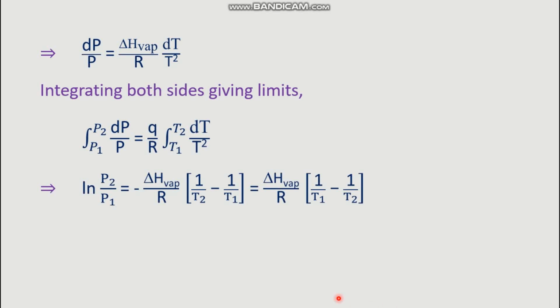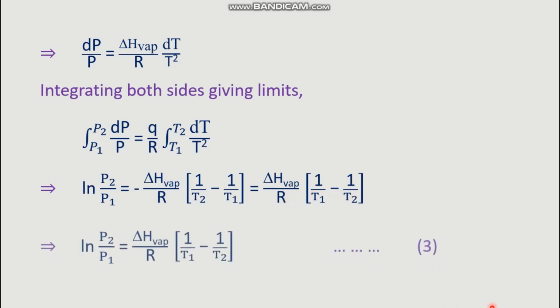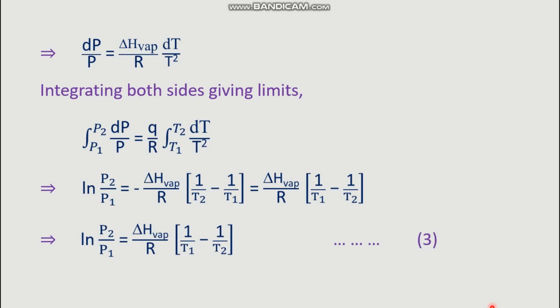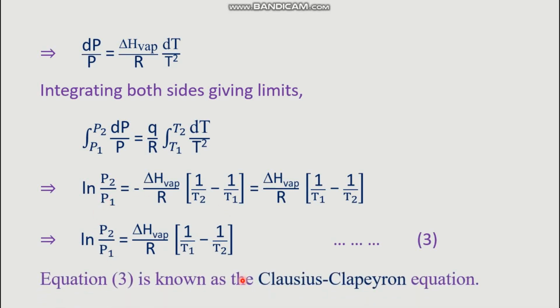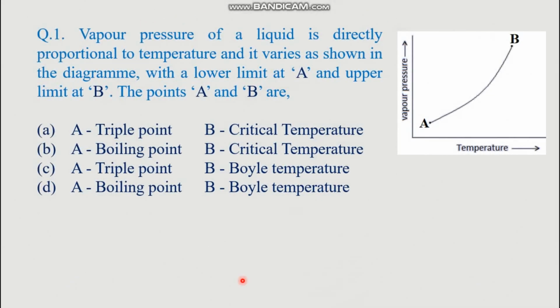Okay, and if this negative sign is merged within the bracket, then it takes the form delta H vaporization by R into 1 by T1 minus 1 by T2. Finally, ln P2 by P1 equals delta H vaporization by R into 1 by T1 minus 1 by T2. This is equation number 3, and this is known as the Clausius-Clapeyron equation. So that's all for the lecture today, and now let's discuss some questions.